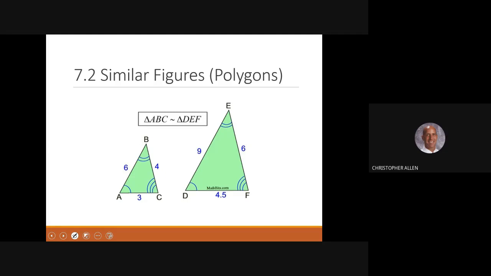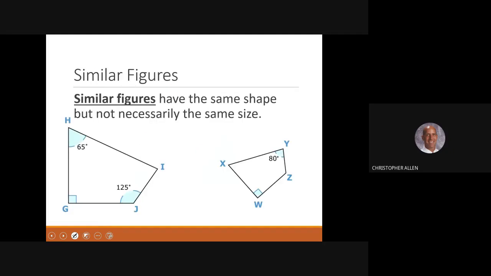All right, so now we're going to move on to section 7.2, and section 7.2 is on similar figures. In fact, let me just start before we get into the nitty-gritty by giving you an intuitive idea of what a similar figure is. Similar figures are just 2 figures that have the same shape, but not necessarily the same size. And we got to be careful here. Notice that I said not necessarily the same size. They could be the same size, and in that case, we call them congruent.